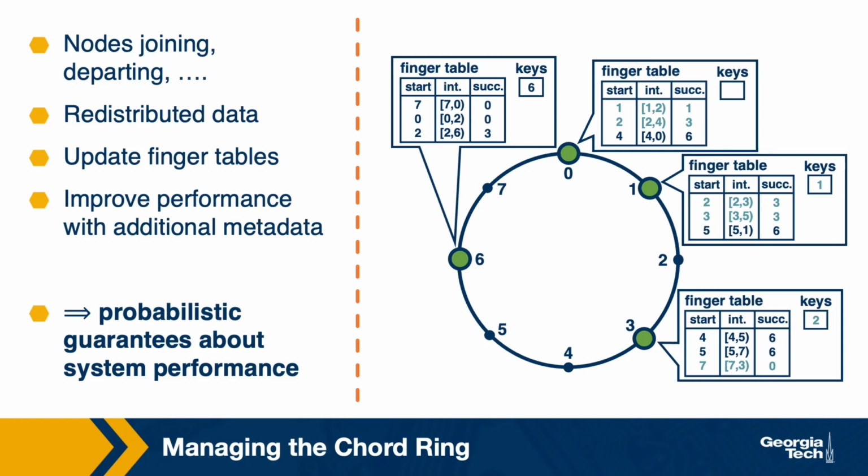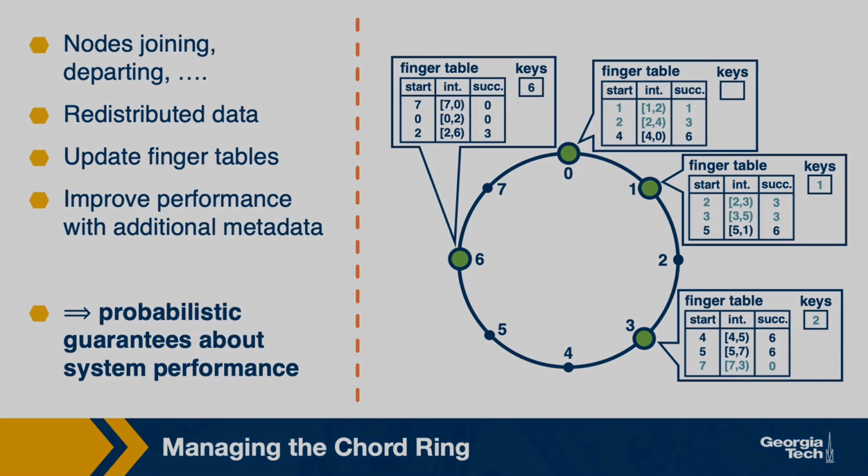We say probabilistic guarantees in situations where a system is guaranteed to behave such and such with a probability X. So it's guaranteed to provide a response in log of n time with some probability. The actual probabilities will depend on a number of parameters of the system, like the number of nodes, the amount of additional information that's maintained in the finger tables, about the successors, and so forth.